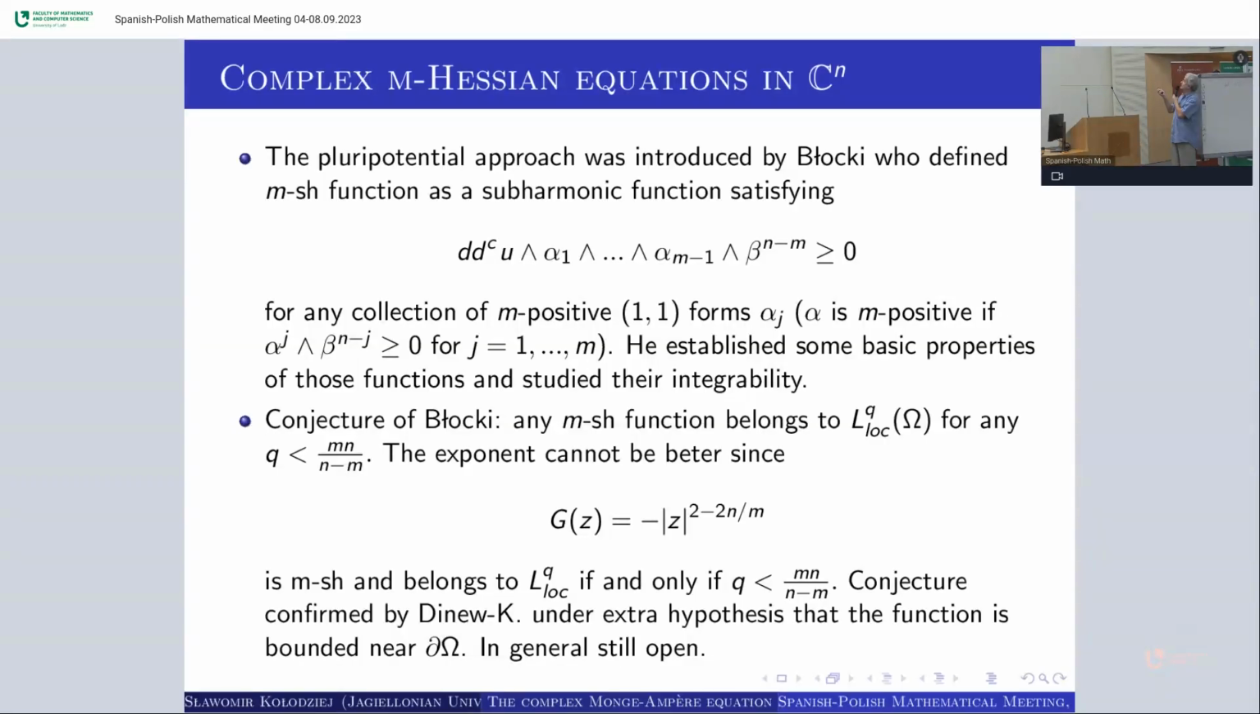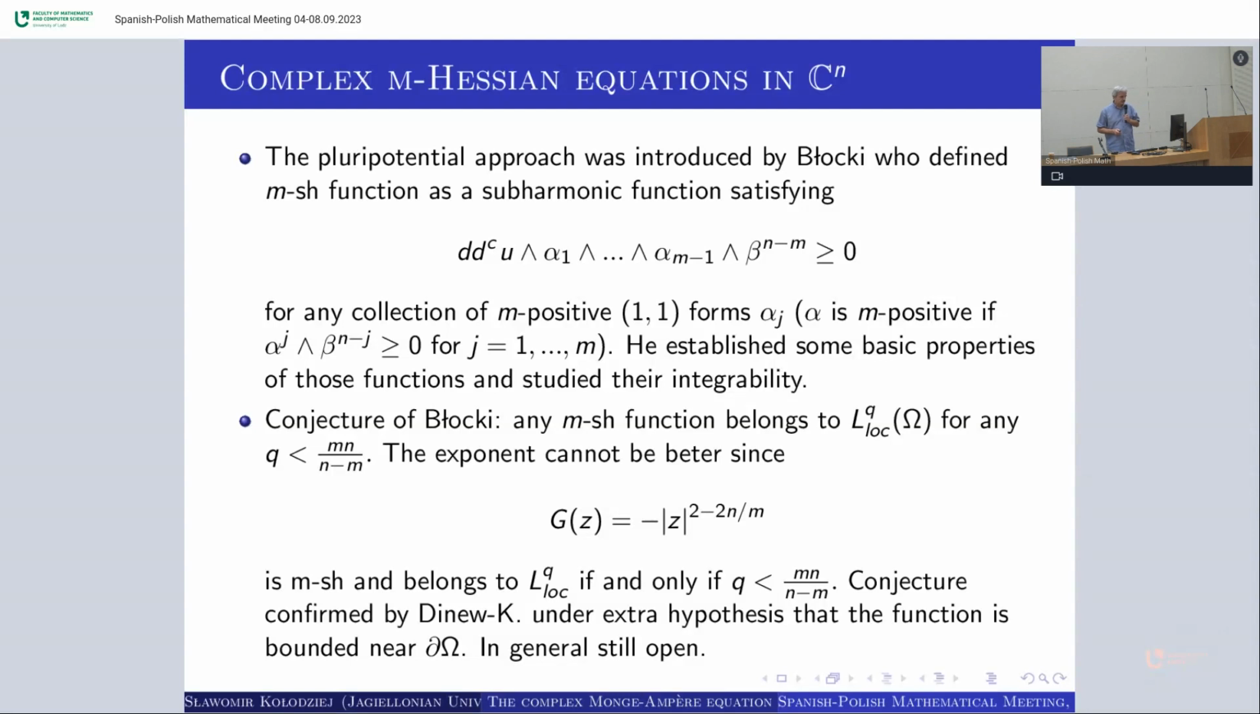Okay, so first we take alphas which are m-positive, which by definition means that we have a collection of inequalities here. And then, considering all such collections of alpha j's which are m-positive, we wedge ddc u with such guys, and we should get something which is non-negative. So this is the definition for an m-subharmonic function which is not necessarily smooth.